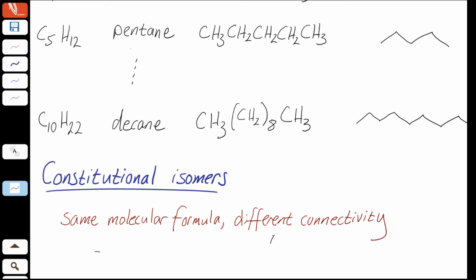So different connectivity is not bond rotation. Bond rotation gives you the same thing. Yeah, so I see a few of them around, right? They make a kind of triangle looking thing. So like this. So why is that different? How can we prove that that is a different connectivity from the previous structure?